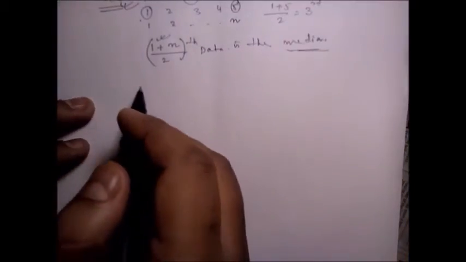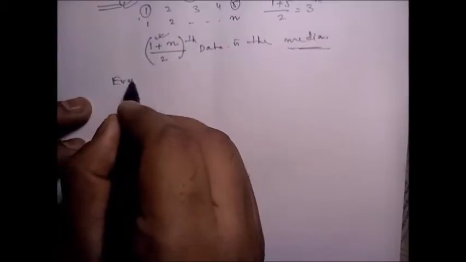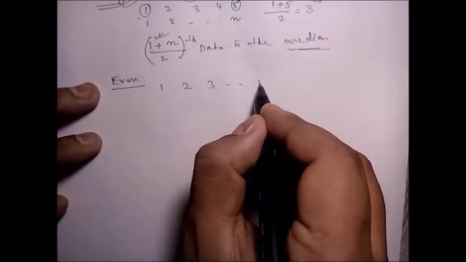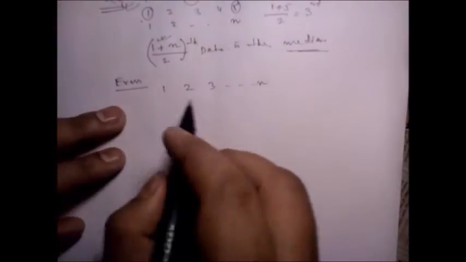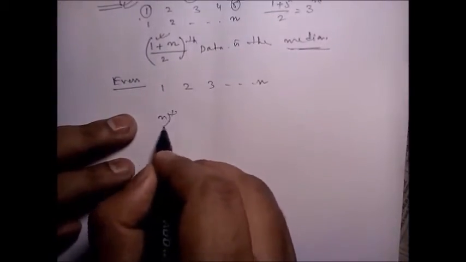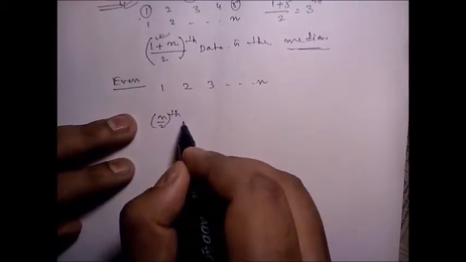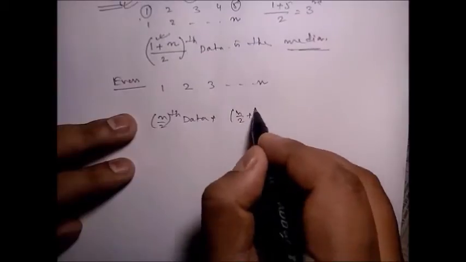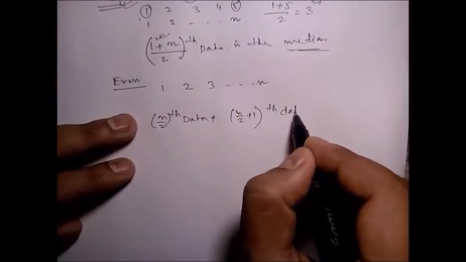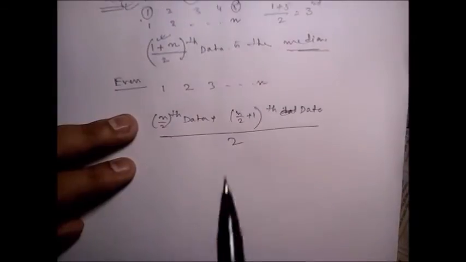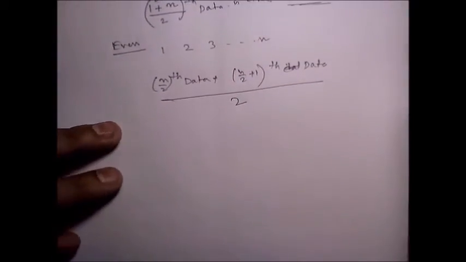Now if an even number of data are there, say 1, 2, 3 to n, so we can say the n by 2th data plus the n by 2 plus 1th data, and the average of these is nothing but the median.